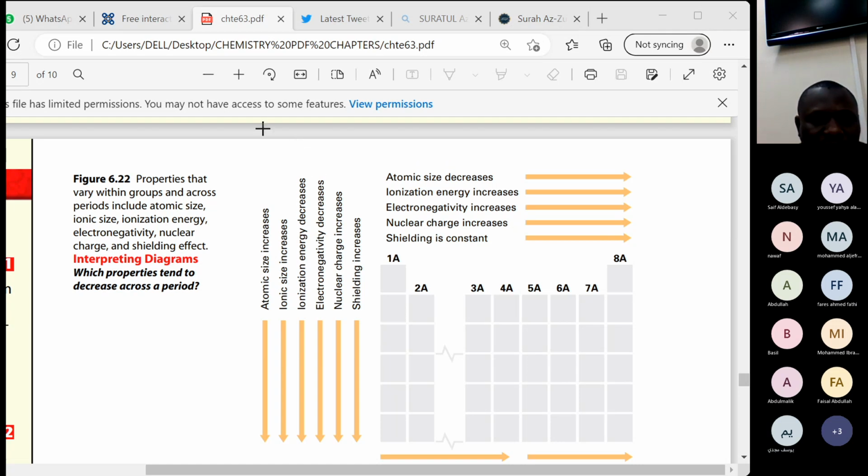Now look at this, Yusuf Majdi. This is lithium, Yusuf Majdi.